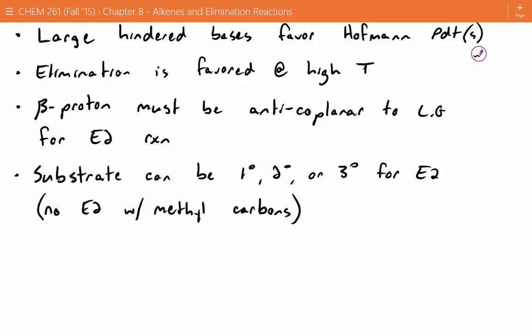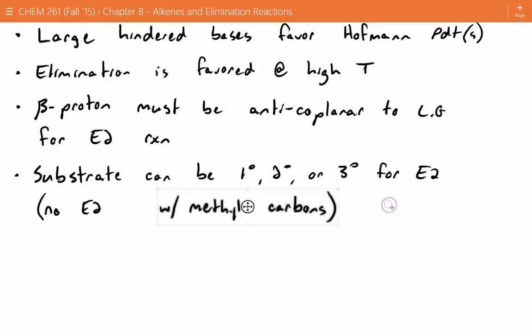That applies to E1 as well, I assume. Yes, that applies to E1 as well. So let's even add that in. No E2 or E1 with methyl carbons. All right, so now let's go into a little bit of detail on the E1 mechanism.